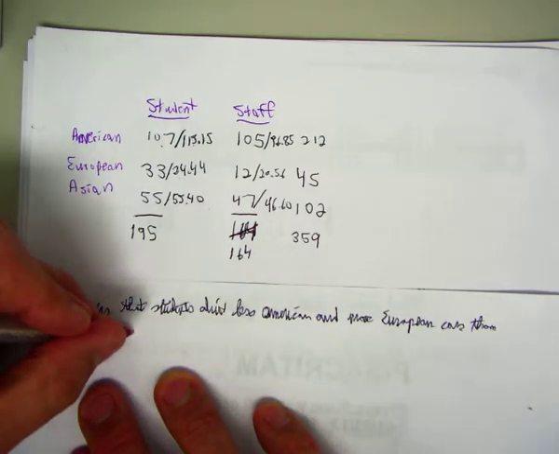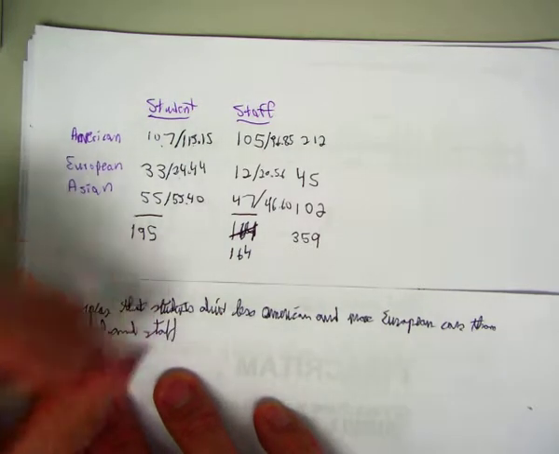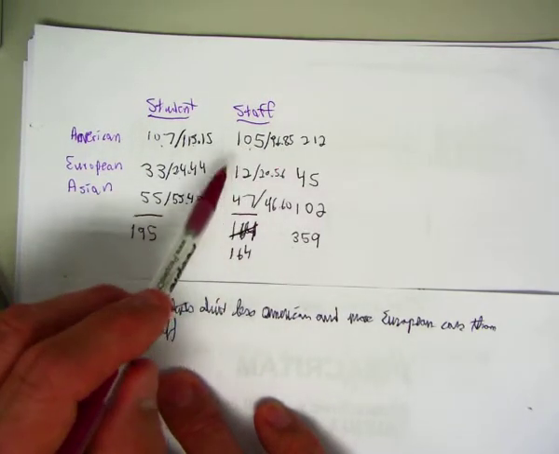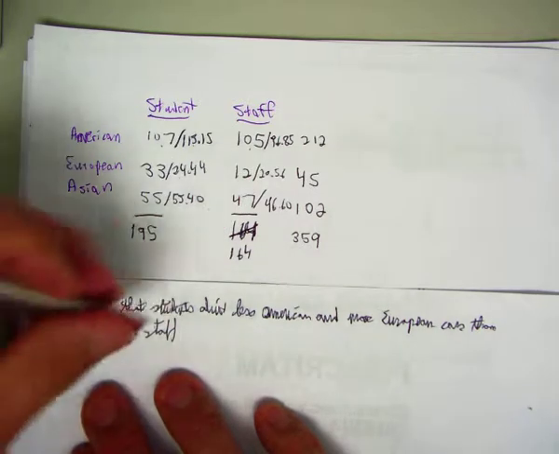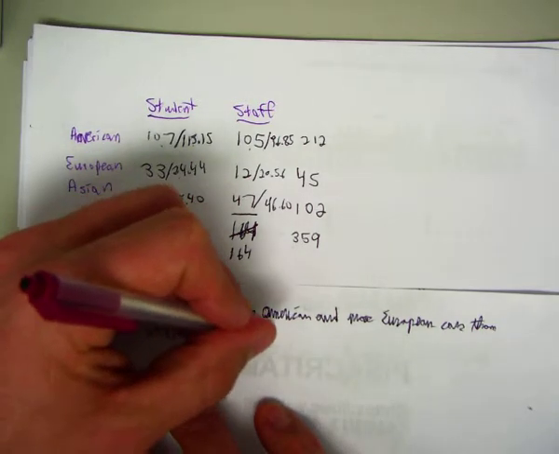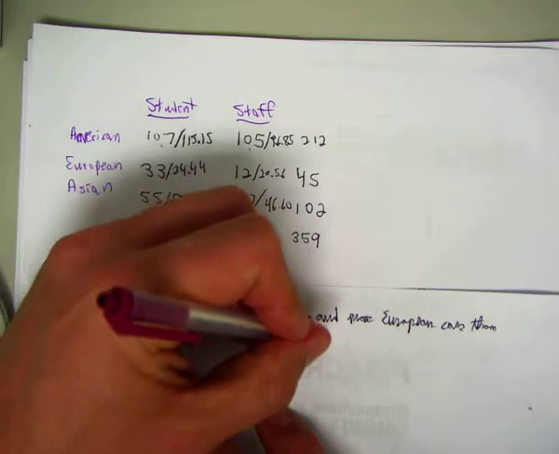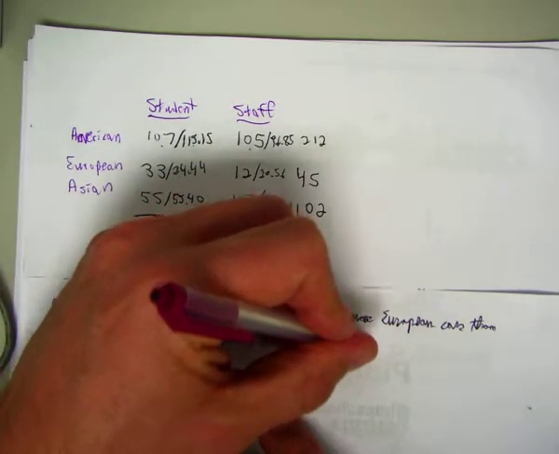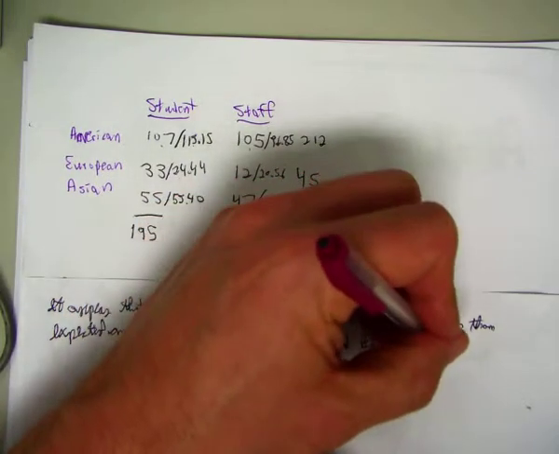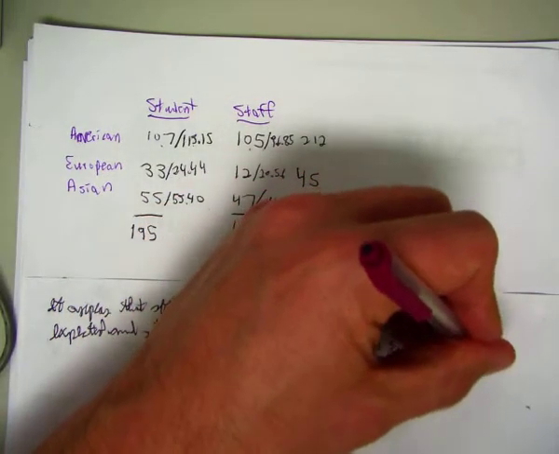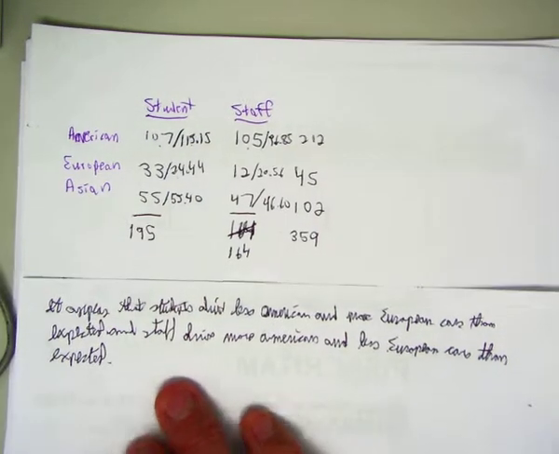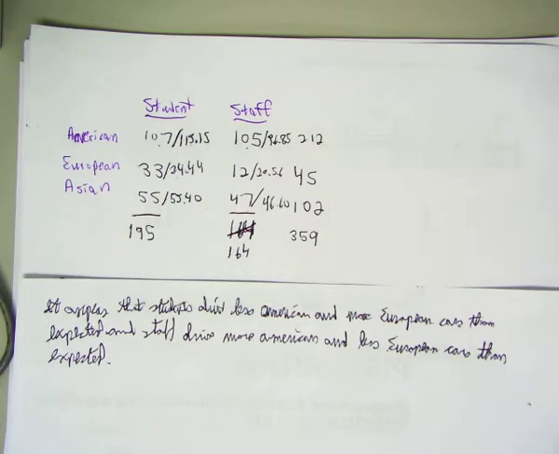And staff, now let's look at the staff. The staff drives more, they have more American than expected, and they have less European than we would expect. And staff drive more American and less European cars than expected. So it's exactly the opposite, right? So that's where our differences were. So we've answered the question and we've shown where those differences are.